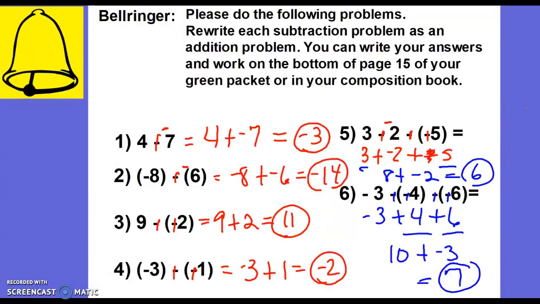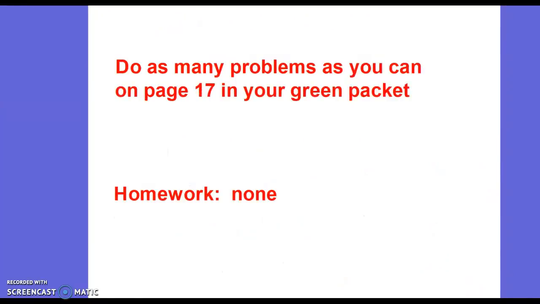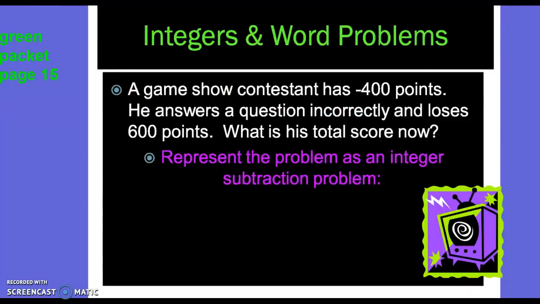Now, one thing that we didn't get to go over much: most groups, I think all but one group, didn't get to do the bottom word problem on page 15 that talks about a game show contestant. It says a game show contestant has -400 points. He answers a question incorrectly and loses 600 points. What is his total score now? I'd like you to write that as an integer subtraction problem. So hit pause, write it on your paper, and then hit play when you're ready.